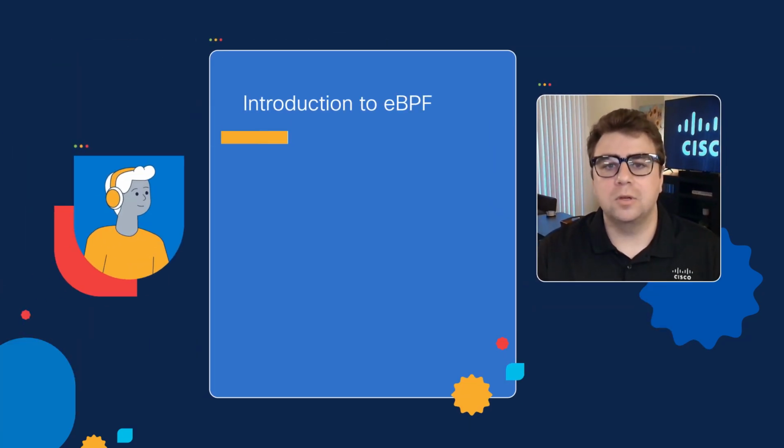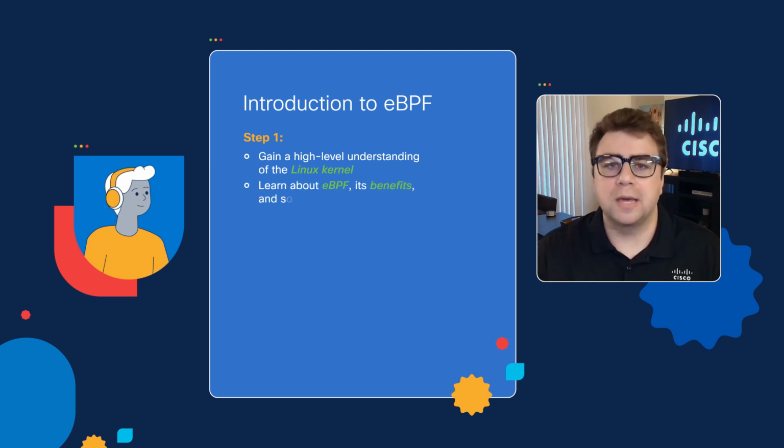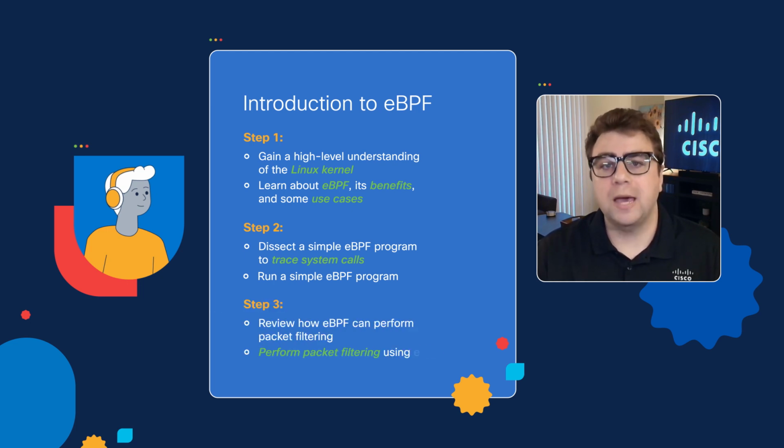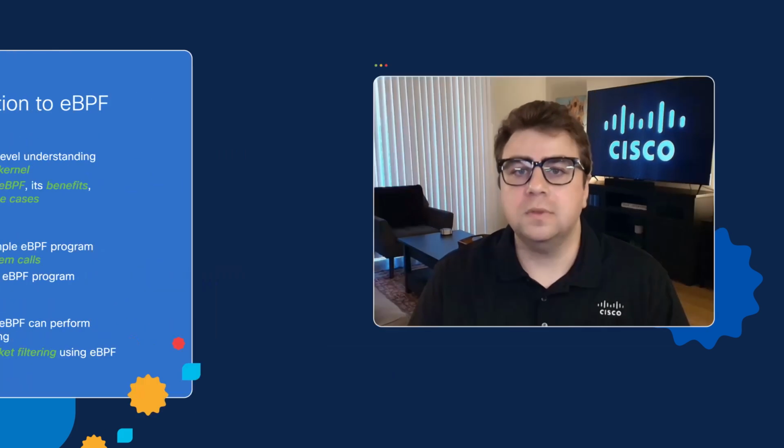We'll get started by giving you a high-level refresher on what the Linux kernel is, and then dive into eBPF, its benefits, and some use cases for it. Then we will dissect and run a simple eBPF program so you can gain a better understanding of how it works. And lastly, we will review and run a program to perform packet filtering on a Linux host, all while using eBPF. If you'd like to follow along, check out the free tutorials that cover the content in today's episode and more on Cisco U. So let's jump right in.